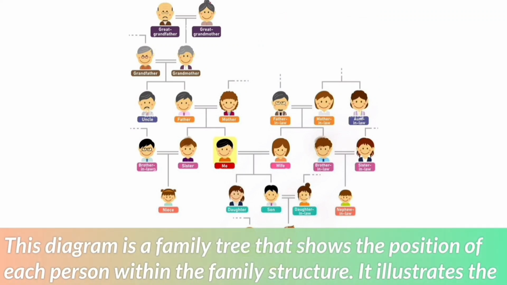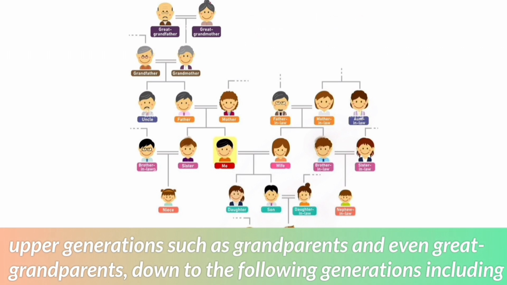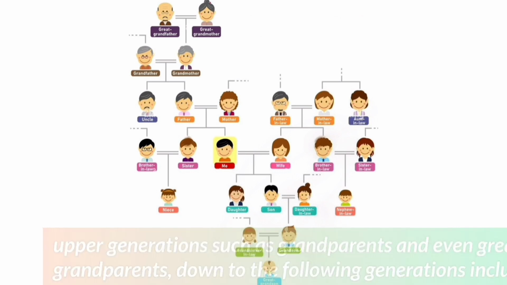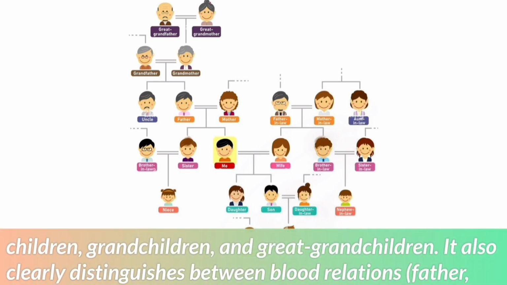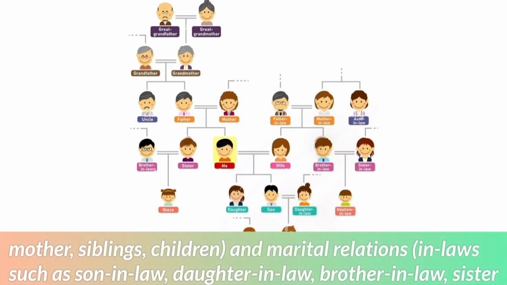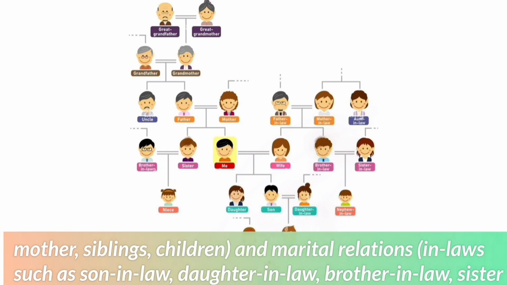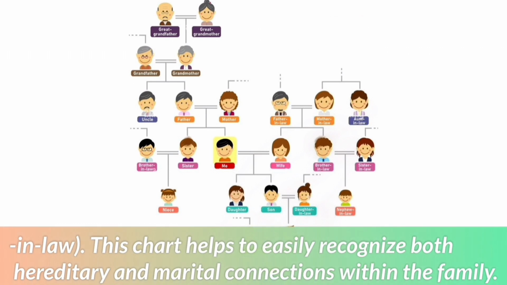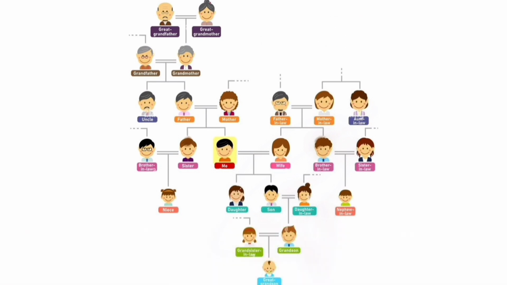This diagram is a family tree that shows the position of each person within the family structure. It illustrates the upper generations such as grandparents and even great-grandparents, down to the following generations including children, grandchildren, and great-grandchildren. It also clearly distinguishes between blood relations (father, mother, siblings, children) and marital relations (in-law) such as son-in-law, daughter-in-law, brother-in-law, sister-in-law. This chart helps to easily recognize both hereditary and marital connections within the family.